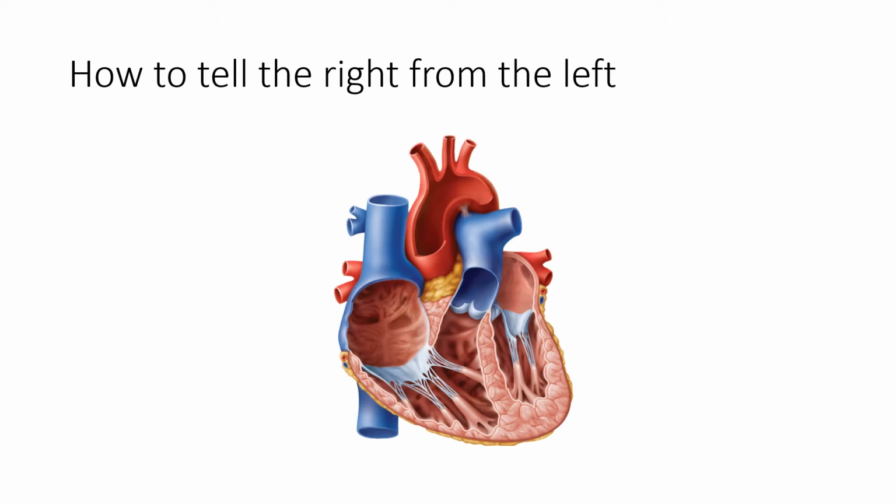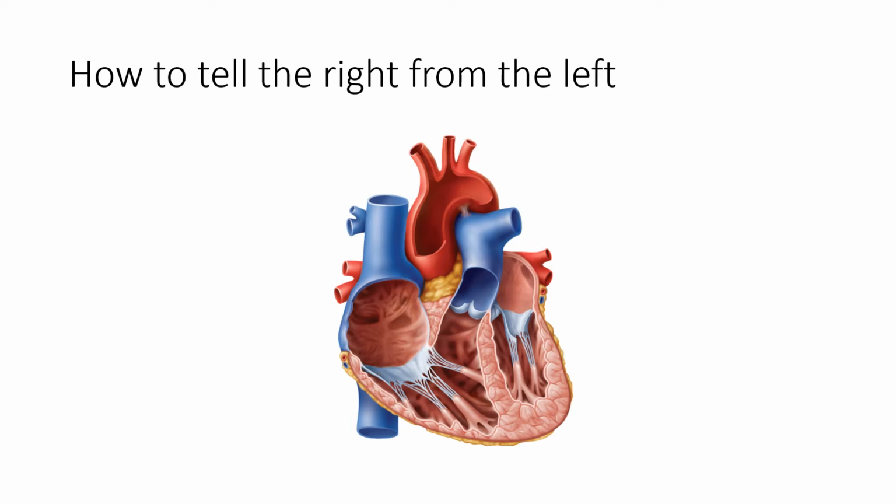But a really easy way to tell is by looking at the thickness of these ventricles. So you can see this ventricle wall is thick compared to this ventricle wall. The one that's thicker is always the left ventricle. So you can see this must be the left ventricle, the left atria, and then this thinner one, this must be the right ventricle and the right atria.